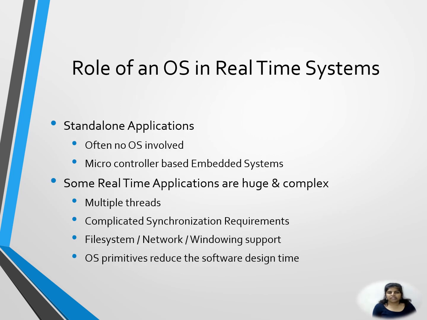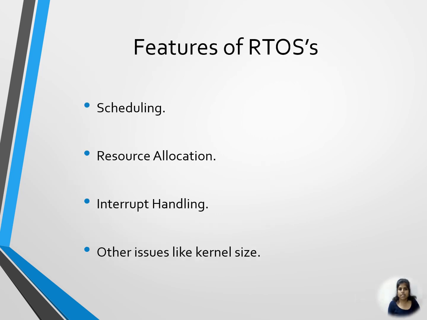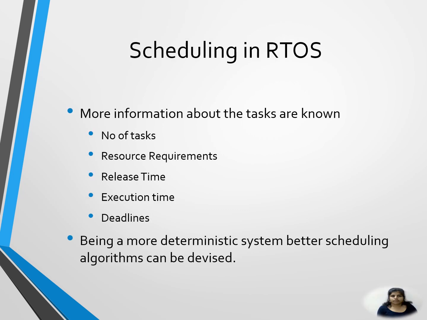Role of an operating system in real-time systems. Stand-alone applications often involve no operating system, such as microcontroller-based embedded systems. Some real-time applications are huge and complex, with multiple threads, complicated synchronization requirements, file system, network, and windowing support. Operating system primitives reduce software design time. Some features of an RTOS are scheduling, resource allocation, interrupt handling, and other issues like kernel size.